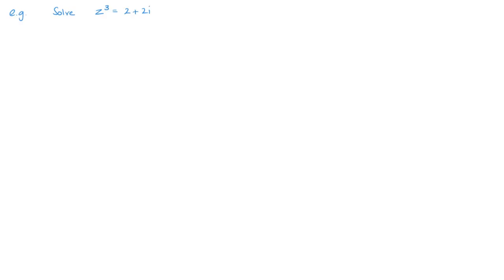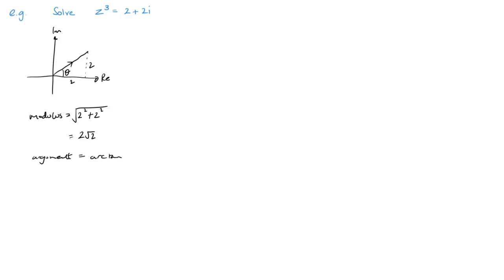So here I've got z cubed equals 2 plus 2i. So first I want to do a little sketch. That's my real axis, my imaginary axis, and 2 plus 2i is going to look like this, and it's 2 by 2. So the modulus, first of all, is going to be 2 squared plus 2 squared, and then square rooted. So it's going to be 4 plus 4 is 8, and the square root of 8 is 2 root 2. And the argument is going to be arctan of 2 divided by 2, which is pi by 4.